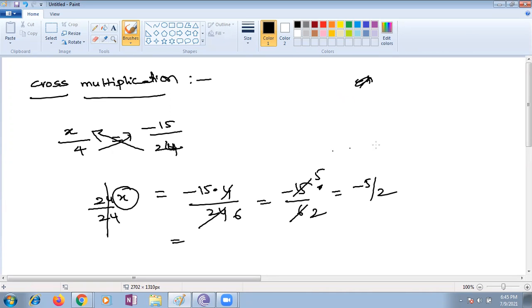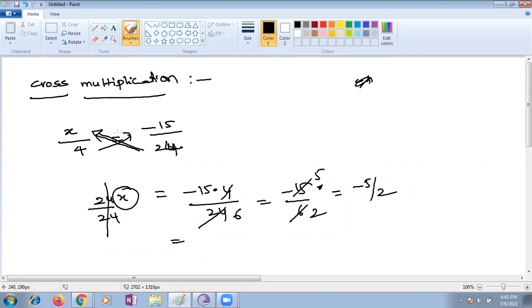He's telling that if you do the cross multiplication method, then you have to do 1x into 24 equals minus 15 into 4. So it will be 24x equals minus 60. So x equals 60 by 24, you cut it down and it becomes minus 5 by 2. The same question. Yes, ma'am, the same question.